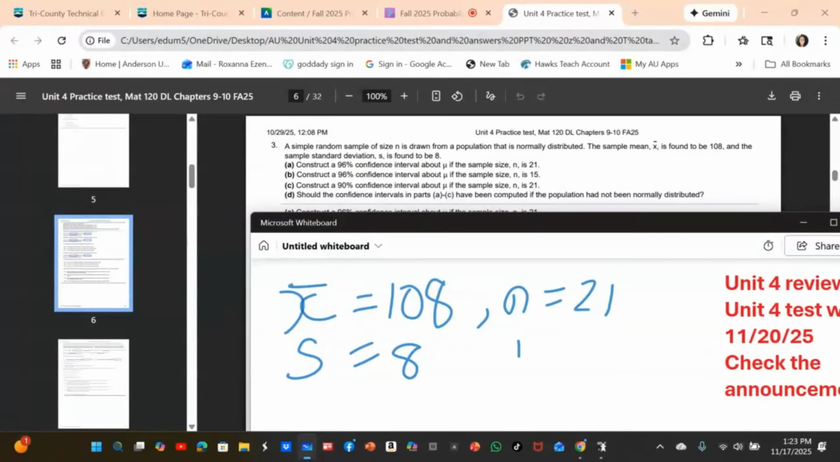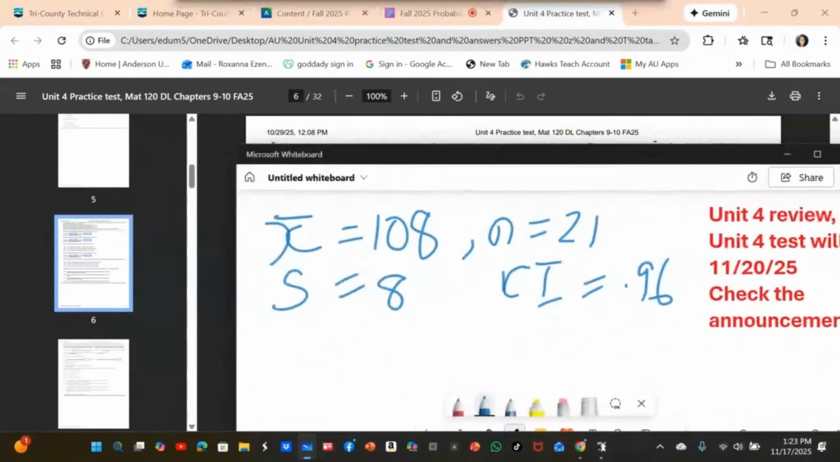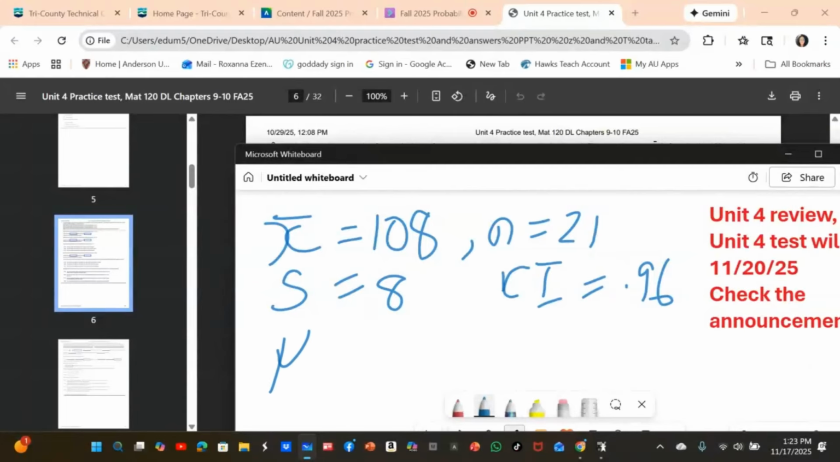And we are told to do a 96% confidence interval, which is 0.96. This question says, calculate a 96% confidence interval. All right, so let's calculate the confidence interval. You want to make sure you know how to write the formula. To calculate the mean of the population, you're looking for the interval estimate.